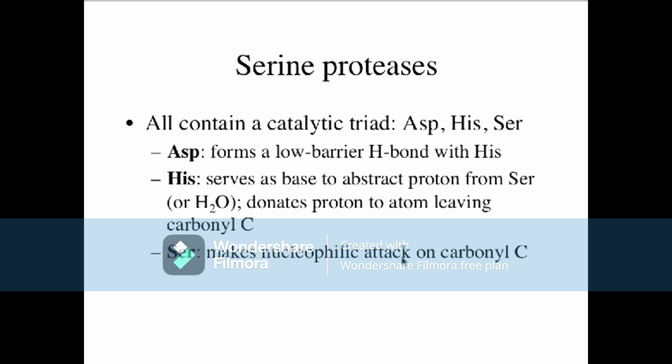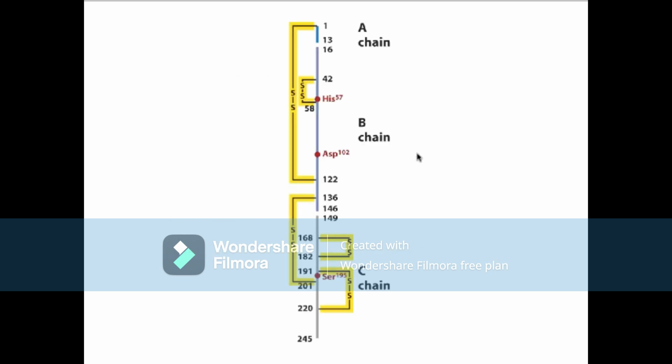This is what makes a nucleophilic attack on the carbonyl carbon of the peptide bond that's going to be hydrolyzed. The histidine serves as a base to abstract the proton from serine, and later on also as a proton donor to the leaving groups, as you'll see later. The aspartate makes histidine a better base by making a low barrier hydrogen bond to the other nitrogen of histidine.